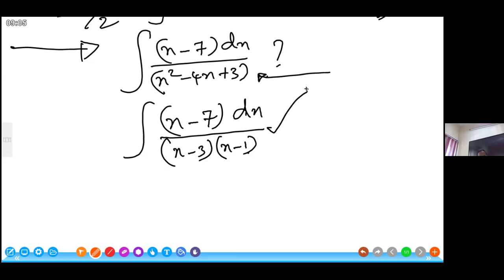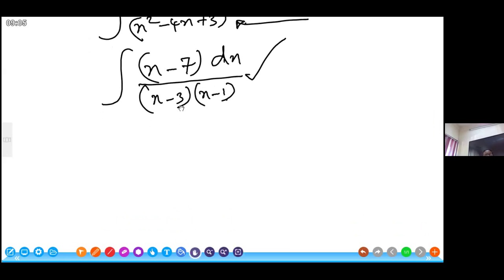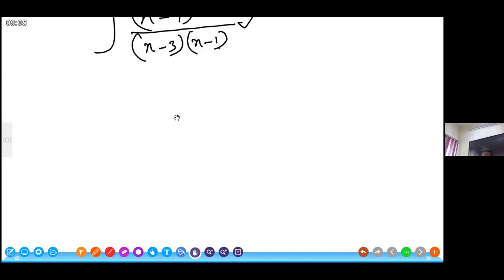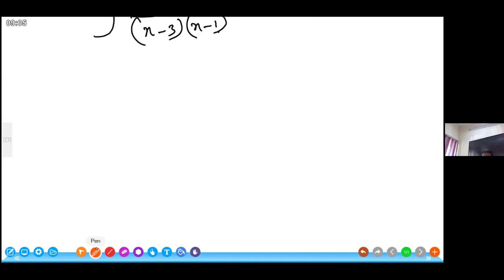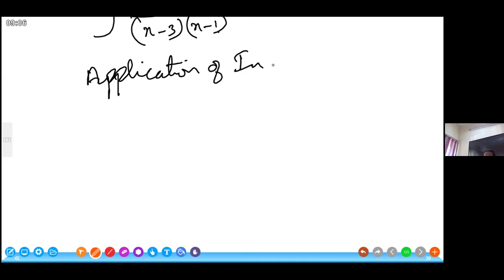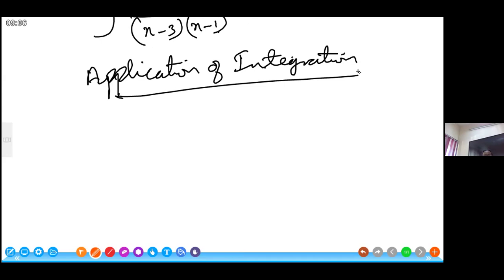Any questions? So that's all about the integration. Let's look a little at application of integration.